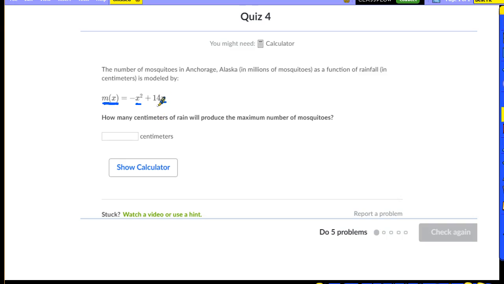And so apparently, as you get more rain, you get more mosquitoes to a certain point. And then they have a question for us. How many centimeters of rain, in other words, what number for x, will produce the maximum number of mosquitoes? And we have a special way of finding a maximum when we have this type of problem. Let's take a quick look at this visually first before we do anything else.